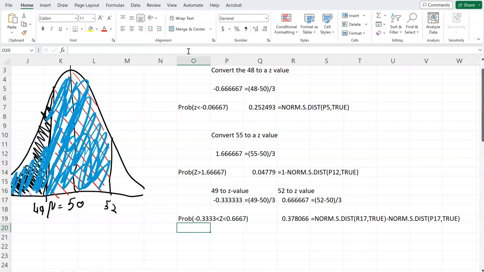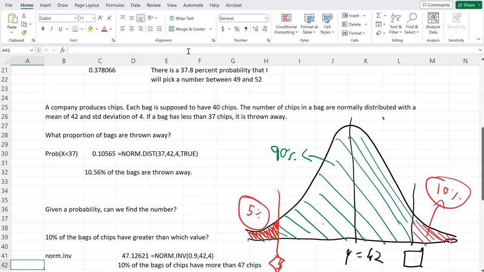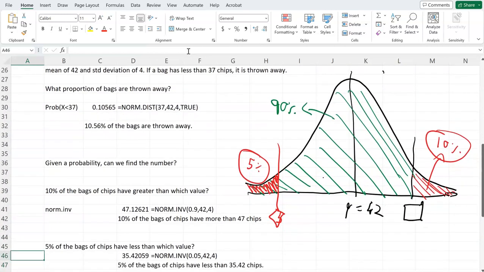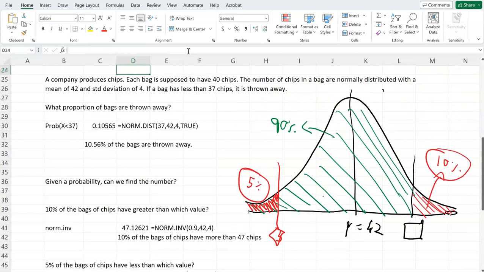So if you're comfortable using z-values first and then finding the probabilities, you can do that. Or if not, you can go straight to the values, because Excel does it for you. Same thing with this. Now I can just do it the other way around. So basically, if I were to find at what number 10% of the bags greater than some value is thrown away, I found it was 47.12, and this is the formula.